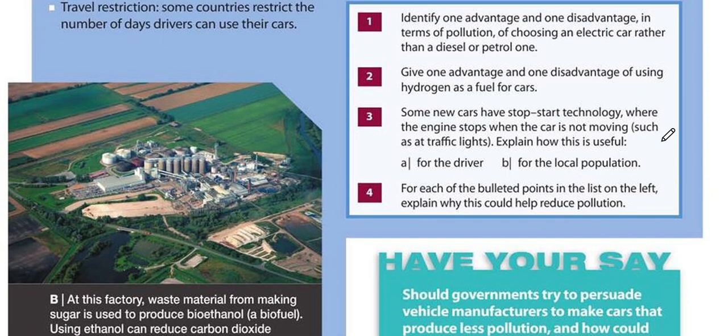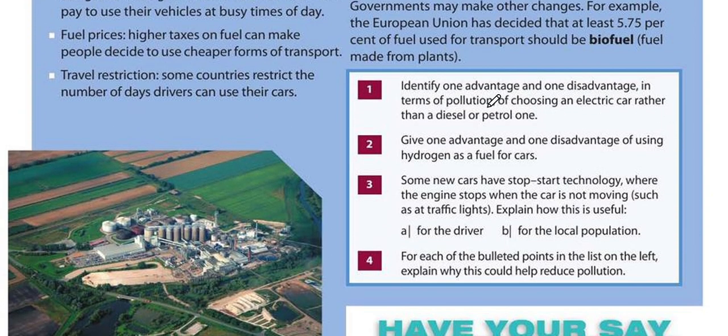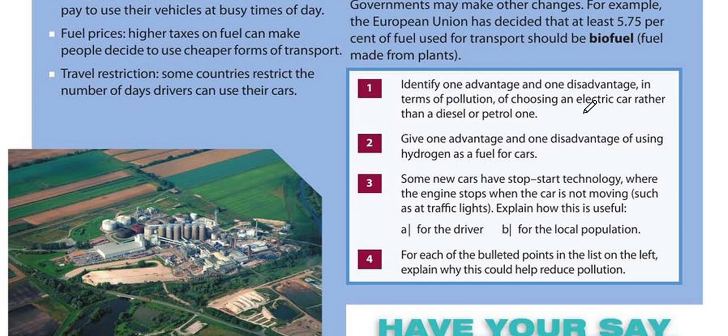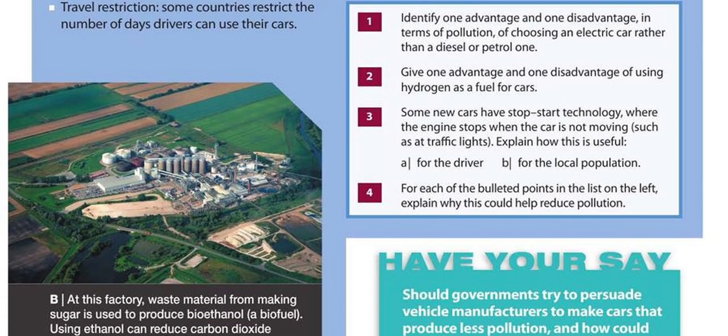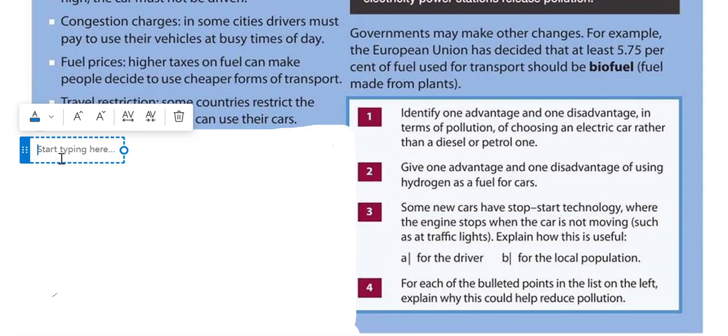Right, let's see now what we have learned so far. See if you can write the answers for this. You have to identify one advantage and one disadvantage in terms of pollution. Not in terms of cost, but in terms of pollution, of choosing an electric car rather than a diesel or petrol one. Can you tell one advantage and one disadvantage?